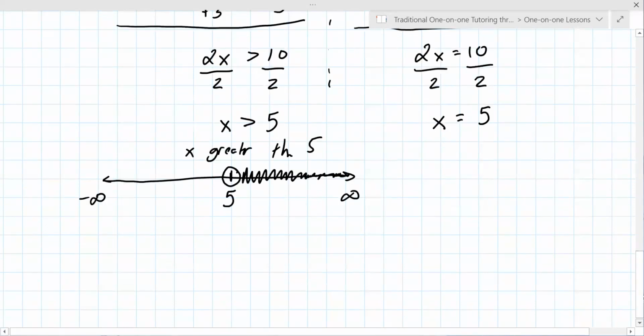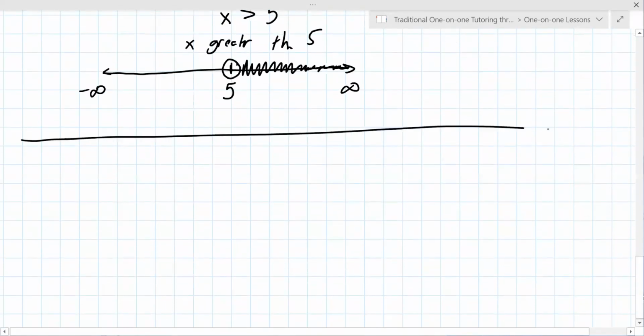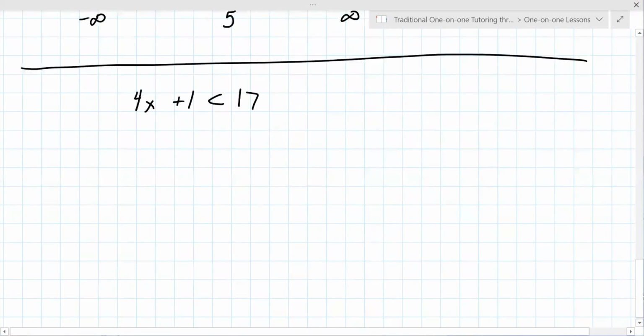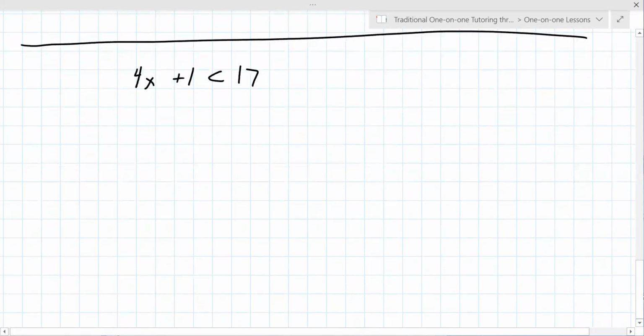Okay. So now let's try another one here. So let's go 4x plus 1 equals, I'm sorry, 4x plus 1 less than 17. So we want to solve this, right? We want to solve it by subtracting 1 from both sides and then dividing by 4. So do you want to try that on your own? Okay. Go for it.